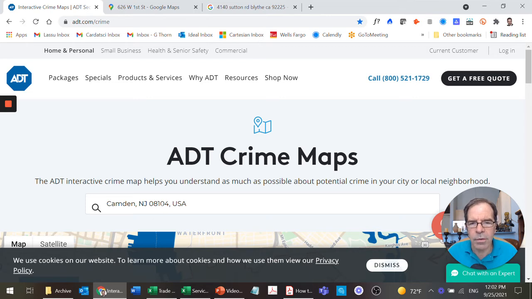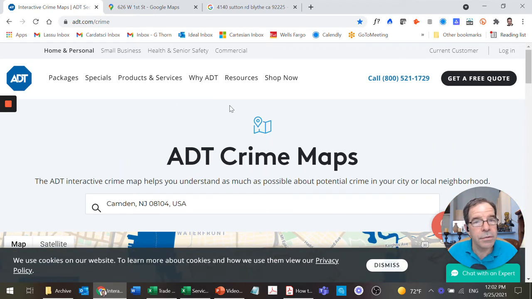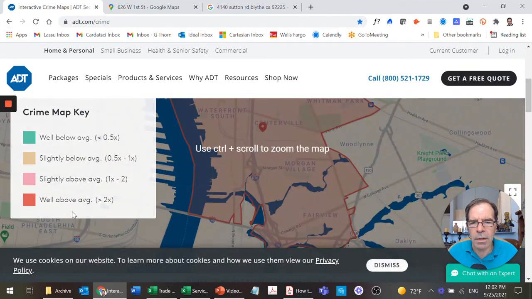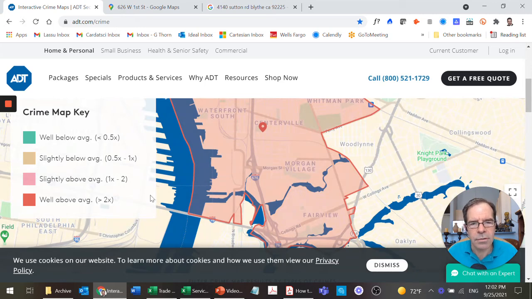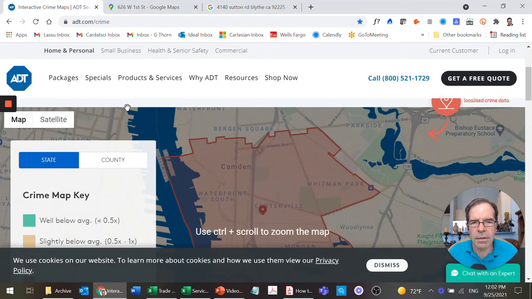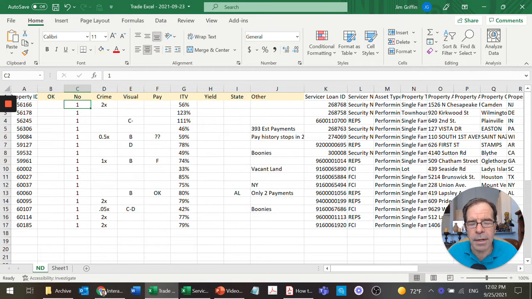in zip code 08104 in Camden, New Jersey. And this ADT map, which is free, goes ding ding, and you can see from this dark red border that it's well above the national average. So the security that secures this note is located in a high crime area, and that's why I'm not interested in buying that note.